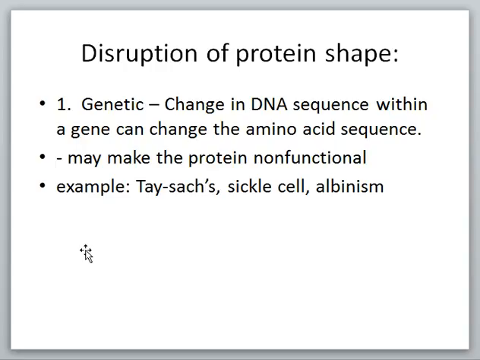The DNA is a set of instructions telling the cell how to assemble a protein. If you have a change in the DNA sequence within a gene, it's going to change the amino acid sequence, and this could possibly make the protein non-functional. So a lot of the genetic diseases, things like Tay-Sachs, sickle cell, albinism, are due to a person having the incorrect genetic code, and because they have the incorrect genetic code, it causes a critical protein to be made incorrectly, and that protein is non-functional.